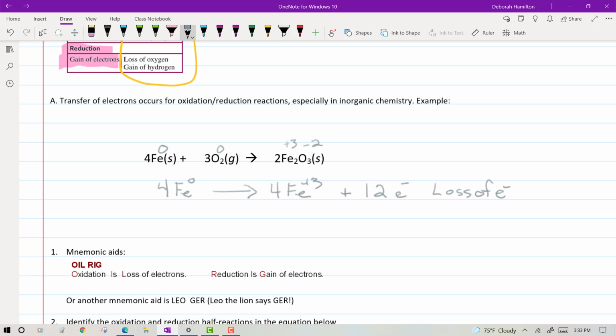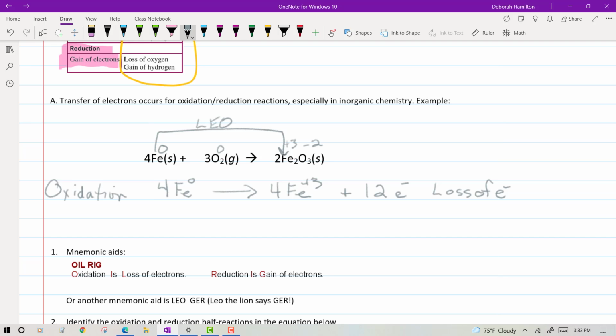All right, so if it's a loss of electrons, I'm going to write oxidation over here, simply because it's not Q, it's an OX. Oxidation. Okay, so the iron is going to be losing electrons, and I'm just going to write LEO up here. Loss of electrons is oxidation.